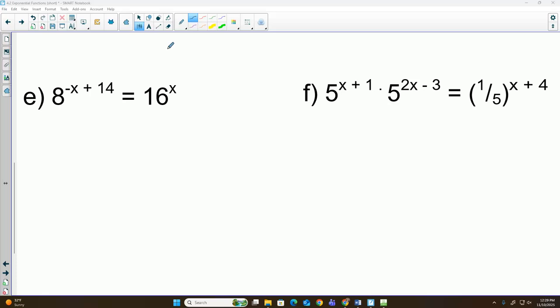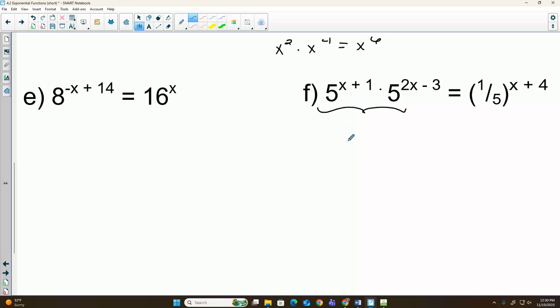In order to use our property, we have to have a single base on each side. So when I have these 5s multiplied together, how do I put those together? Kind of. If it were 5 times 5, it would be 5 squared. If I said x squared times x to the 4th, what does that become? So if these are multiplied, what do I do with the exponents?